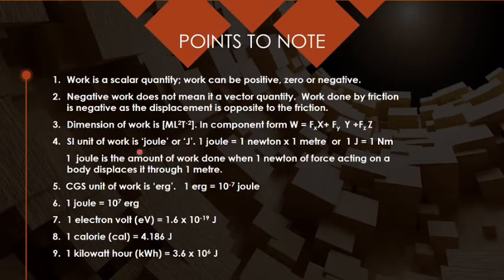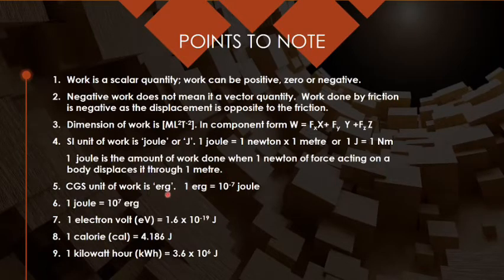If we talk about the unit of work done, that is the joule, the SI unit, and 1 joule is given by 1 Newton into 1 meter. So 1 joule you can write simply as 1 Newton meter. If you have been asked to define 1 joule, then of course it is the amount of work done when 1 Newton of force is acting on a body and it displaces it through 1 meter distance.